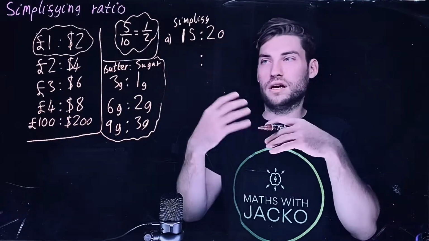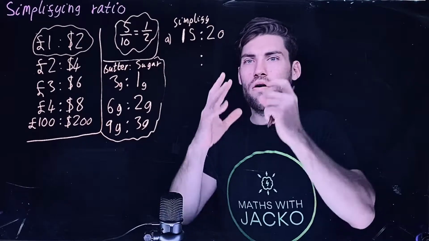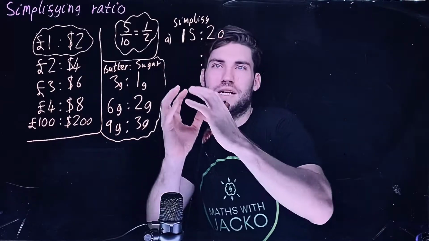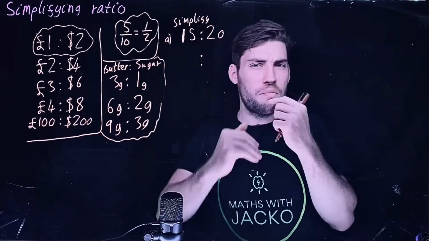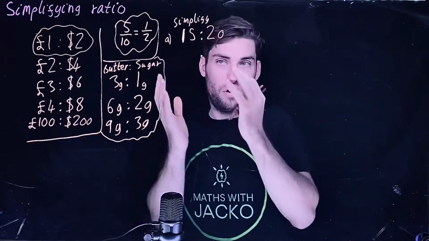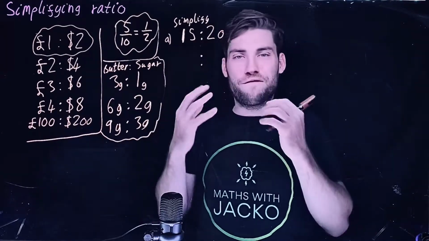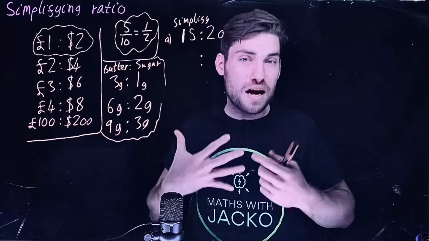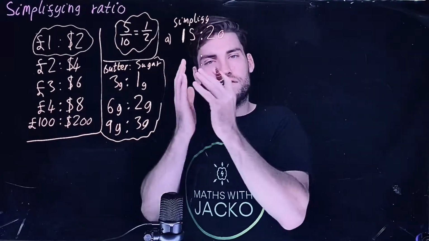Okay, so you should have paused it. You've got to think, what number goes into 15 and into 20? Ideally, you want the biggest one. Yeah, that'll help you do it a lot quicker. So I can see that 5 is the biggest factor, so the biggest number that goes into 15 and 20.